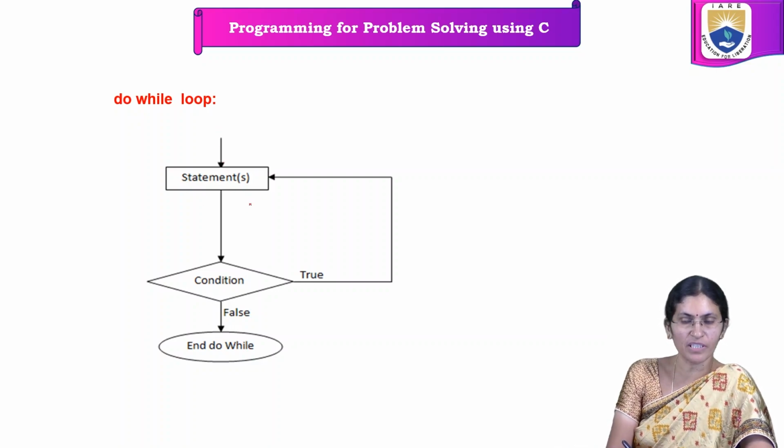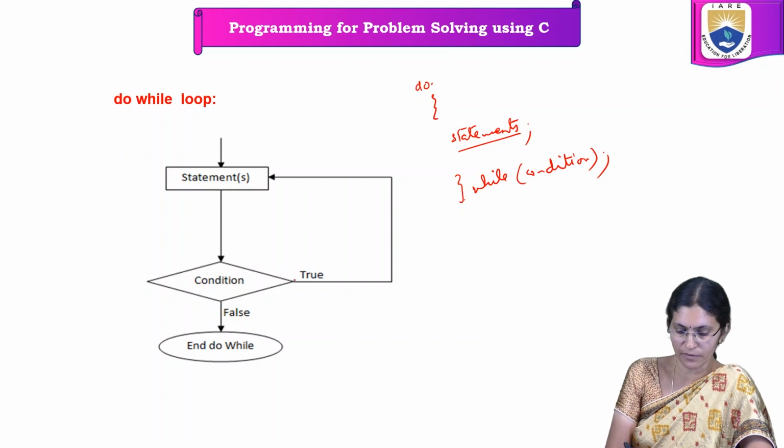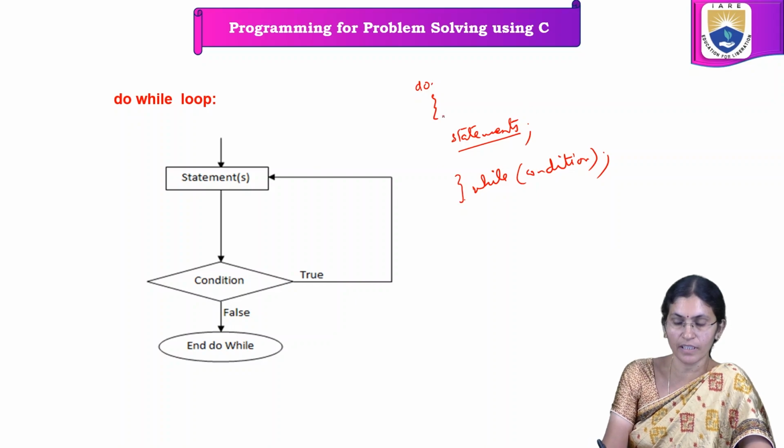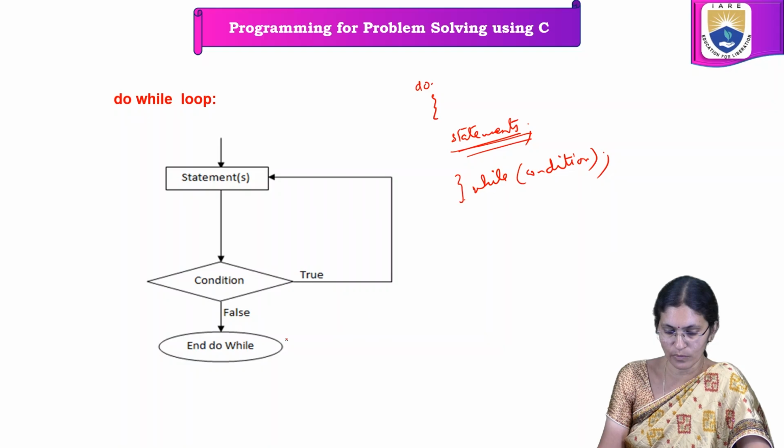First, we have seen the syntax for this. These are the statements which are written inside the do while loop. After that, the condition is checked. If it is evaluated to true, then again the statements will be repeated. If it is false, then it will be the end of the do while loop.